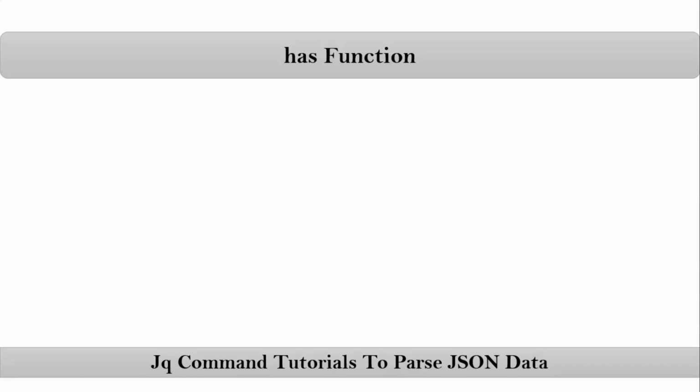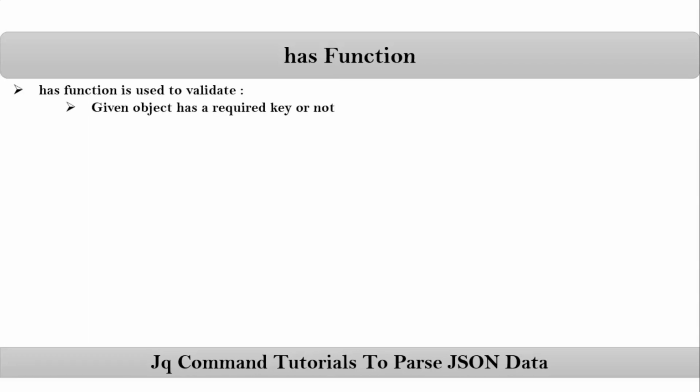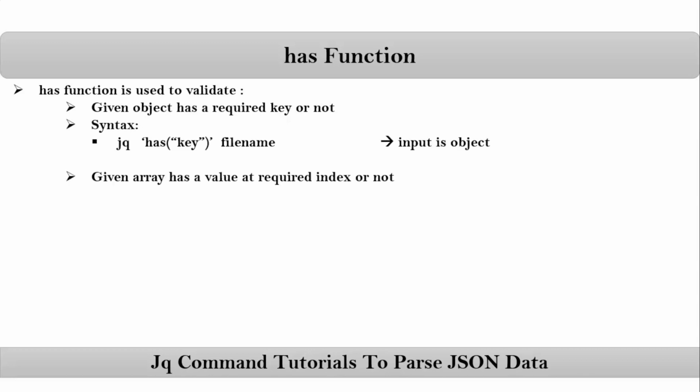And here we are talking about the has function. See, the has function is used to validate whether a given object has a required key or not. For that there is the syntax. And also it is used to validate whether a given array has a value at a required index or not. And for that there is the syntax.